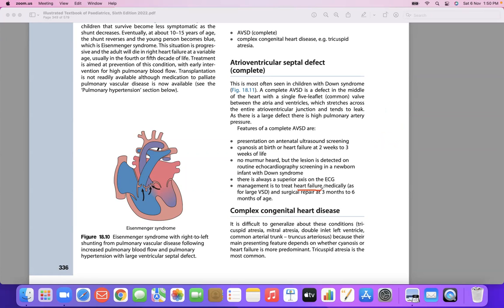Management, treatment of heart failure medically as for large AVSD, that is diuretics and captopril. Surgical repair, you will consider here at 3 to 6 months of age, like in large AVSD. But here, as early as 3 months. Okay.